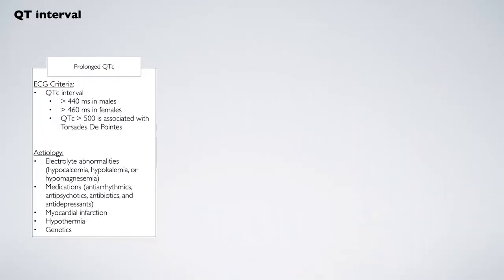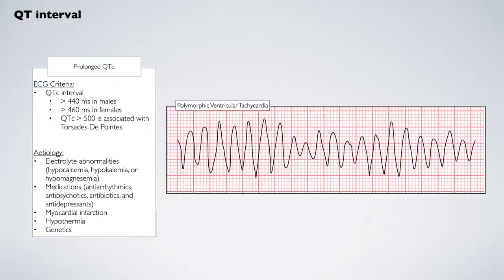The QTc is important because prolongation, particularly above 500 milliseconds, can produce a deadly polymorphic ventricular tachycardia known as torsades de pointes. Various drugs can prolong the QTc, so keep an eye out for these in the history.